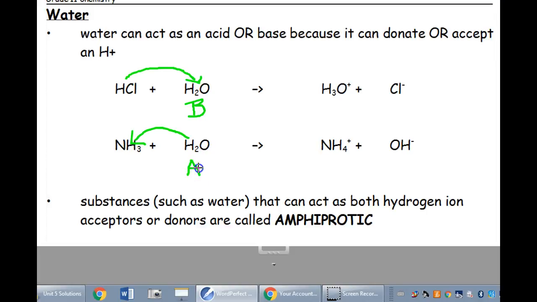The name that we give to substances that can act as either acids or bases is amphiprotic. So let's make sense of that word. Amphi makes me think of amphibian. Amphibians are organisms that can exist both on land and in water, where the amphi prefix actually means dual. So there's a duality there. Amphi meaning dual, protic referring to the proton, that it's either accepting or donating. So it can do either the donating or the accepting of the proton.